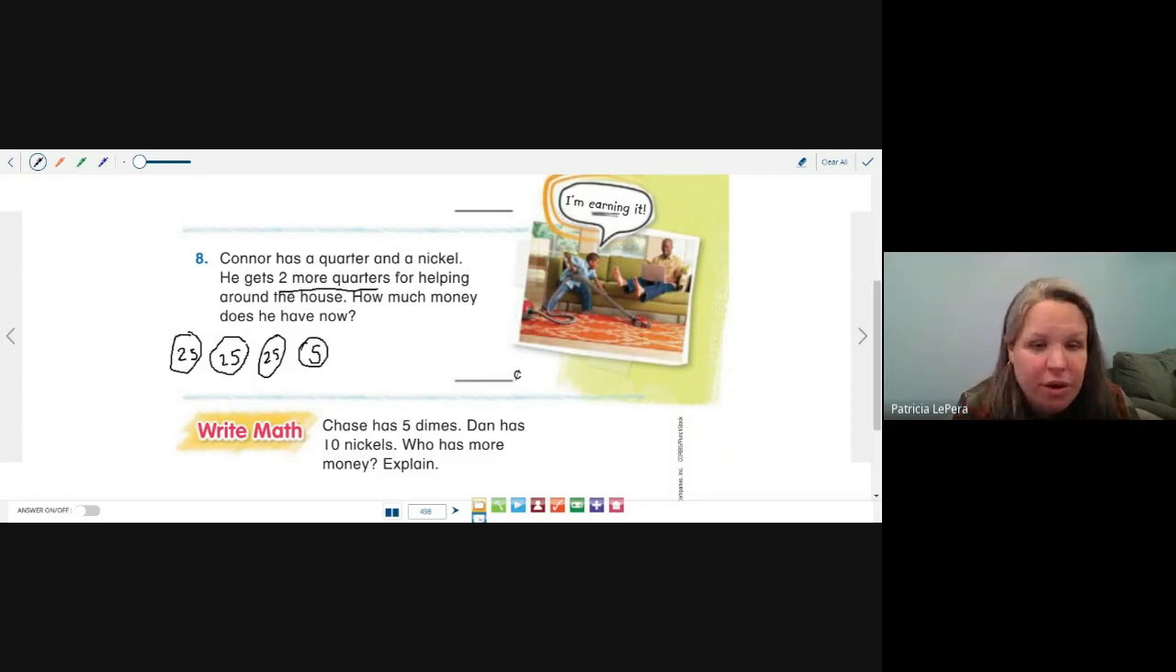So we count our quarters. 25 plus 25 is 50 cents. Plus 25 more is 75 cents. Plus 5 more is 80 cents. Okay, when we count quarters, our pattern is 25, 50, 75. And then he had a nickel, so that's 5 more cents, which brings us up to 80 cents.